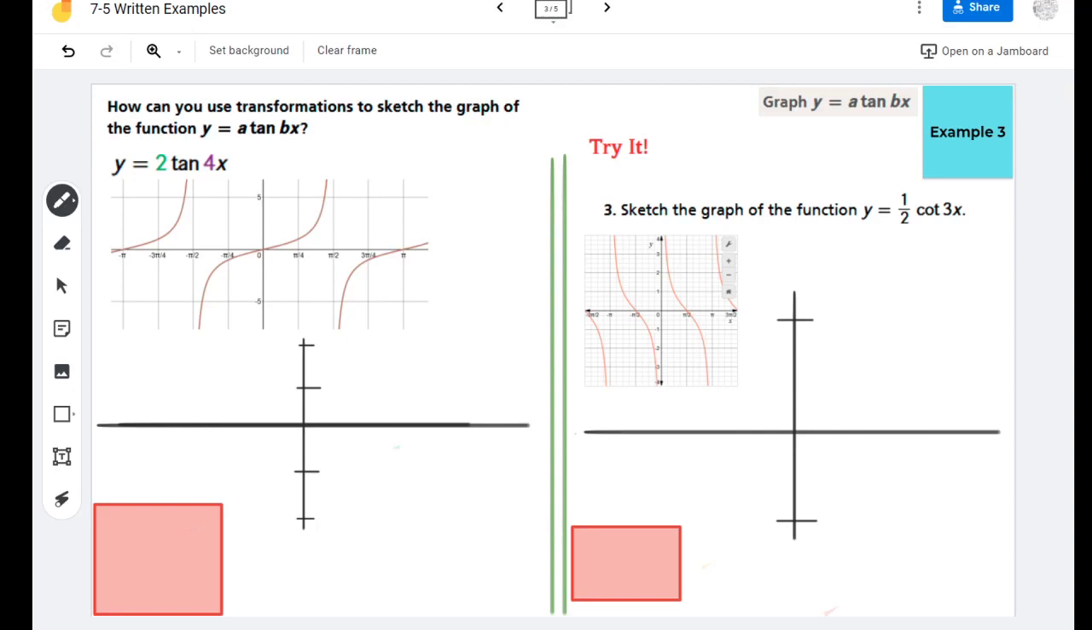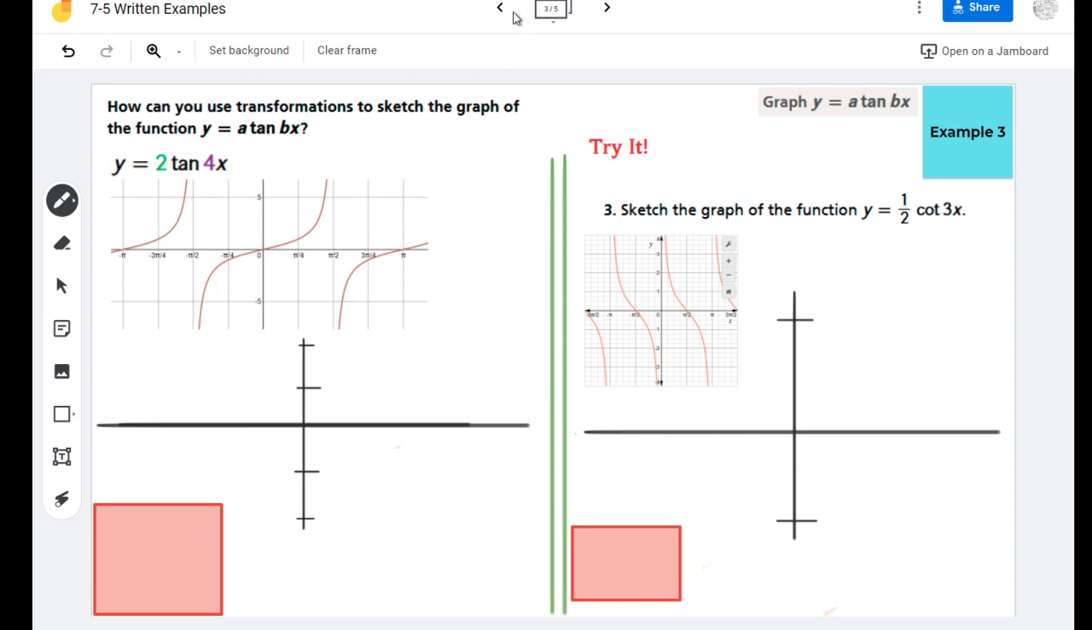In today's video, I'm covering example 3 from section 7-5 in the SavvasRealize Algebra 2 textbook. The goal of today's video is to graph y equals a times the tangent of bx. So understand this is without any translations, right? This is all stretches and compressions in the vertical direction and the horizontal direction.